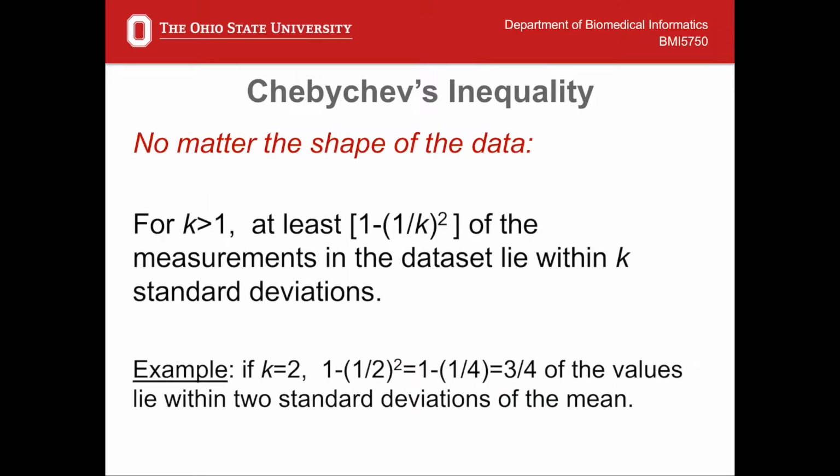important rule, Chebyshev's inequality. This inequality is true no matter the shape of the data. For k greater than 1, at least this proportion of the data lies within k standard deviations. For example, if k equals 2, then at least 75% of the values lie within 2 standard deviations of the mean.